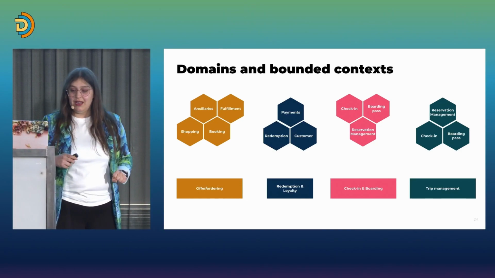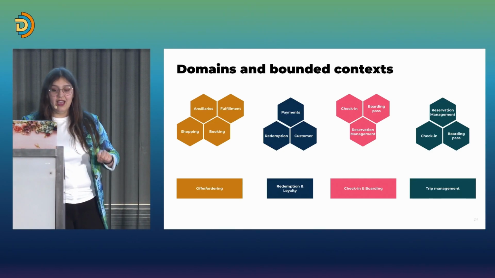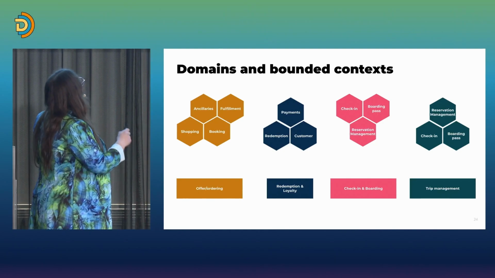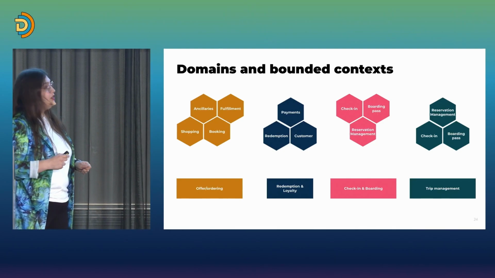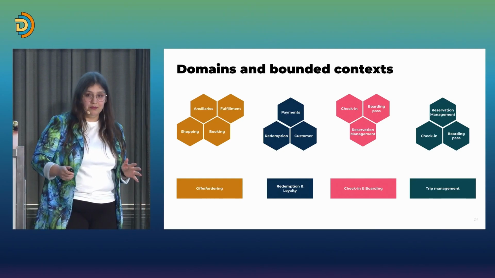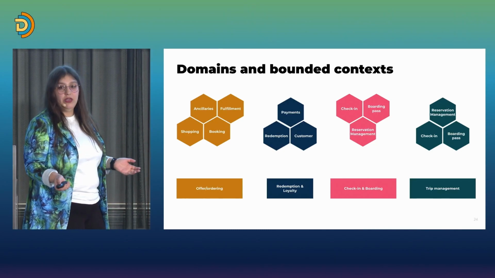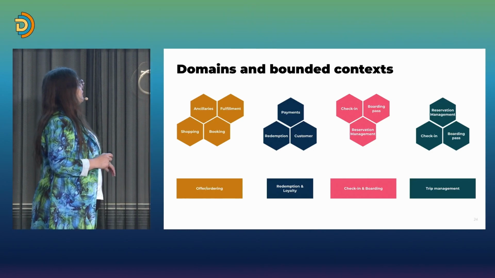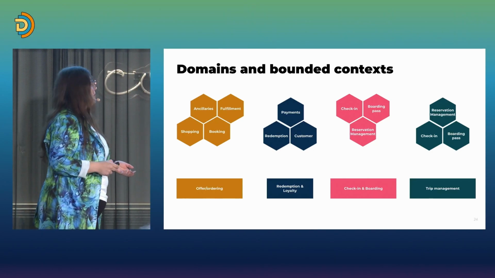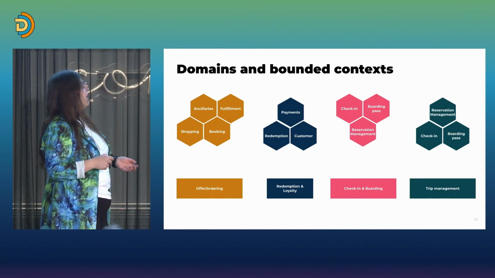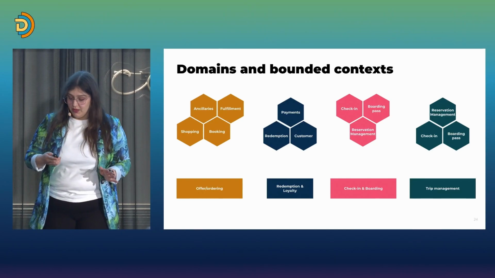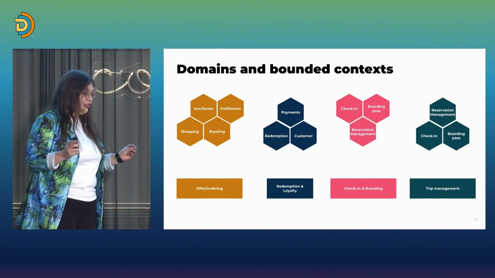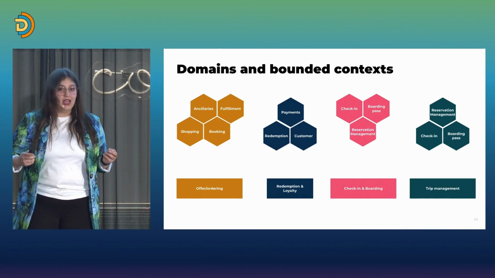So in ordering we found the ancillaries, fulfillment, shopping, booking. We have some payments, redemption. Sorry if these terms aren't very good; I will post a wiki maybe later. We have boarding pass, reservation management. Then for trip management, check-in, boarding pass. Okay. We understand, we have set our boundaries, we have our bounded contexts, we have our domains.